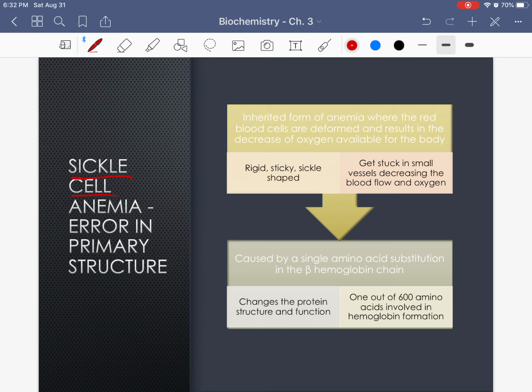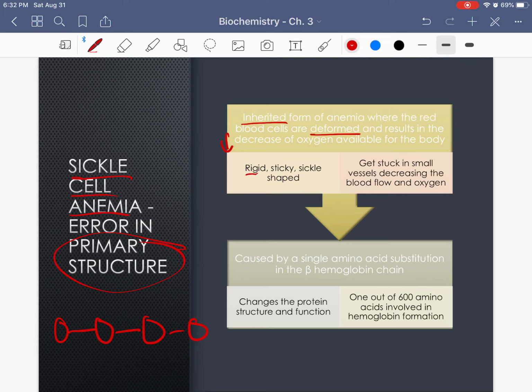Sickle cell anemia is an example of an error in primary structure. So if you remember, primary structure is just the string of amino acids. Sickle cell anemia is an inherited form of anemia. And anemia is when we have low red blood cells, low oxygen. It's characteristically low iron because iron is found in the heme groups of the red blood cells. So the red blood cells are deformed in this form of anemia. Sickle cells are deformed and result in a decrease in O2 available for the body.